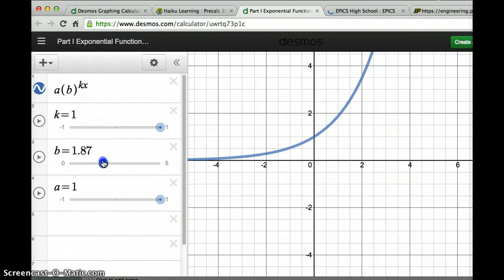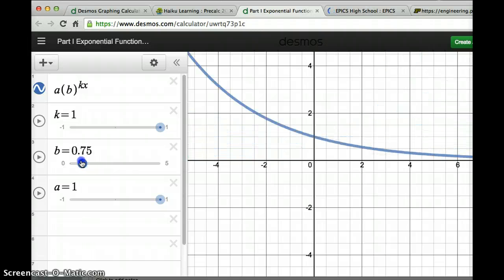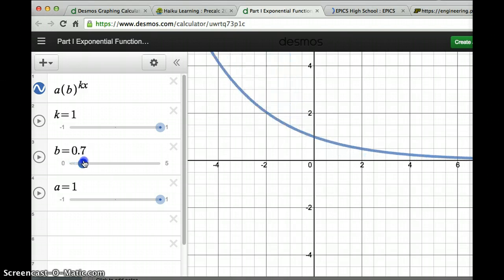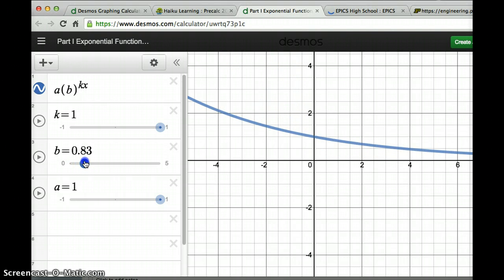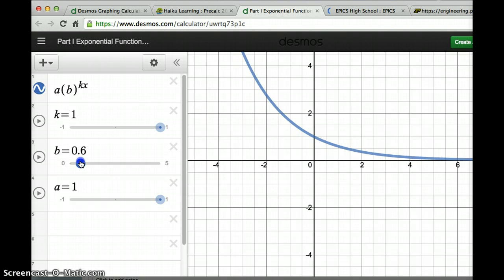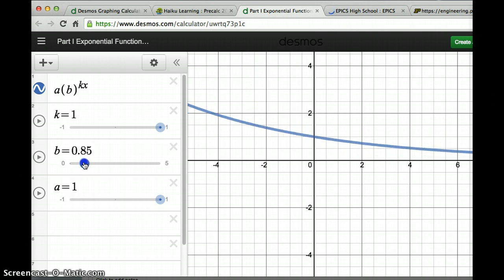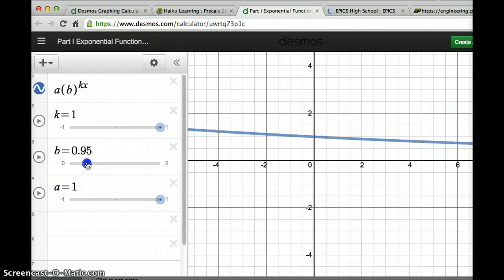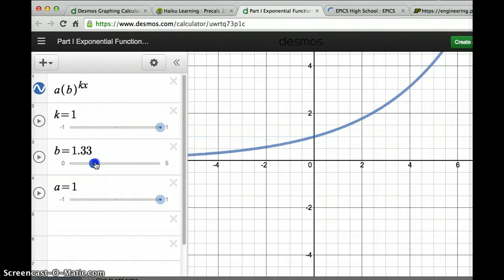You should have also seen that if I make b a value less than 1, for example here b is 0.2, here b is 0.8, we have an exponential decay graph, right? On the right side of the graph, the line approaches the horizontal asymptote, and on the left side, the line approaches infinity. It goes infinitely upward on the left side. All right? And that's just the graph of b to the x.